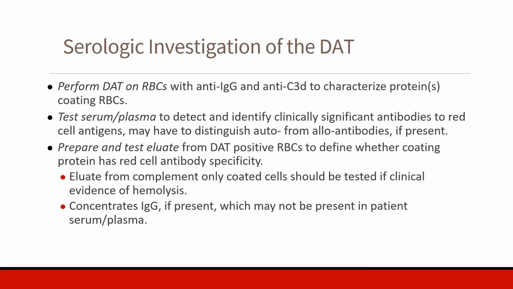For the DAT that's positive, you want to prepare and test an eluate from the DAT positive red cells to define whether the coating protein has red cell antibody specificity. The eluate from complement-only coated cells should be tested if there is clinical evidence of hemolysis, although if complement is coating the cells, there's really nothing that can be done. I mean, if you remove complement from the cells and test that eluate, because there was no antibody present, it should be negative. It concentrates the IgG antibodies that are coating the cells if present, which may not be present in the patient's serum or plasma.